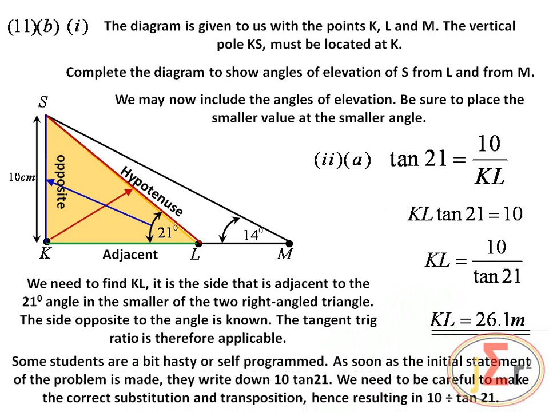Some students are a bit hasty or self-programmed. As soon as the initial statement of the problem is made, they write down 10 tan 21. We need to be careful to make the correct substitution and transposition, hence resulting in 10 divided by tan 21 instead of 10 tan 21.